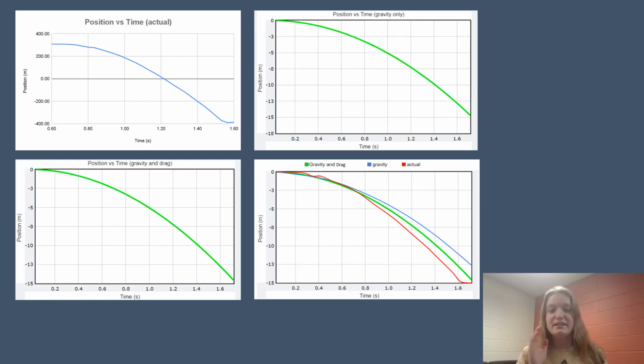As you can see, the top right and the bottom left graphs are the ones which I used coding to make, and they're perfect graphs. The top left is the actual graph, which I got from Tracker, and I used the auto tracker to click on the hat every single frame. And then the bottom right, as you can see, the graph that had gravity and drag, which is the green line, is a lot closer to the actual red line. That means that there had to be drag here because the gravity line is a lot farther off from the actual, so there had to be some other component, which is drag.